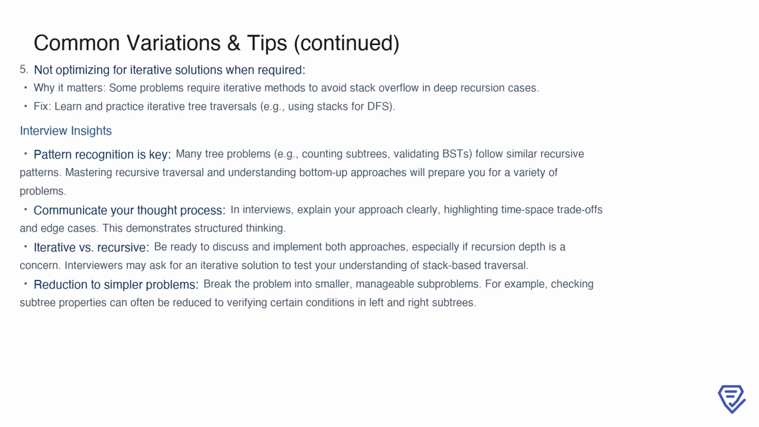Finally, reducing a problem to simpler subproblems is key. For instance, when verifying subtree properties, you can focus on specific conditions in just the left and right subtrees, which simplifies the overall problem significantly.